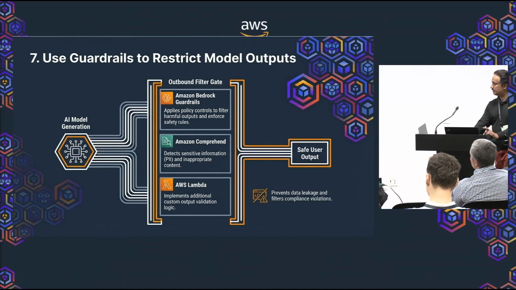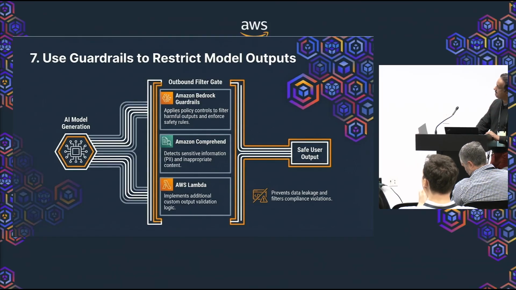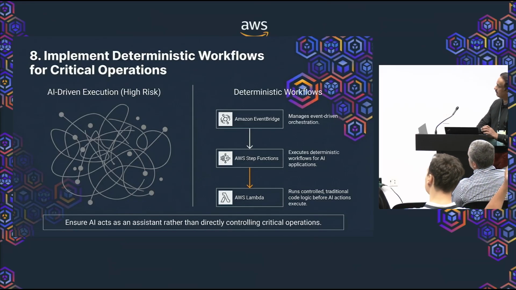And using guardrails to restrict model inputs. And we have the model generation, and then we have Bedrock Guardrails, and using Amazon Comprehend to protect sensitive information. Lambda implements additional custom validation logic to prevent data leakage and filter compliance violations. And implement deterministic workflows for critical operations. The services used here are EventBridge, Step Functions, and Lambda, to ensure AI acts as an assistant rather than directly controlling critical operations.